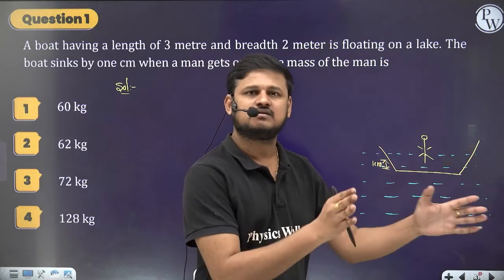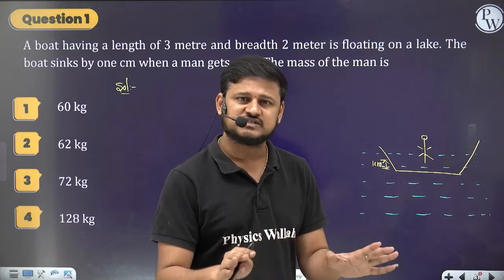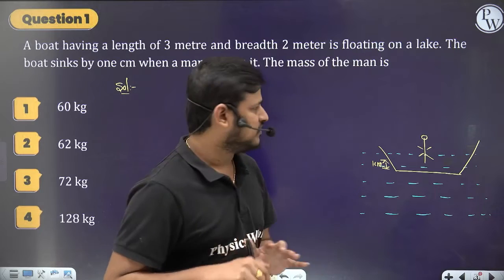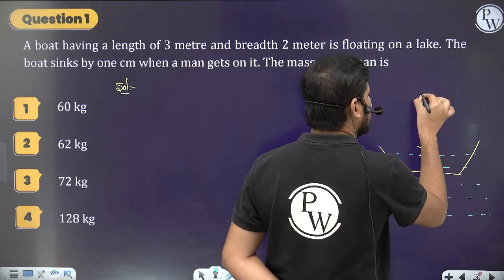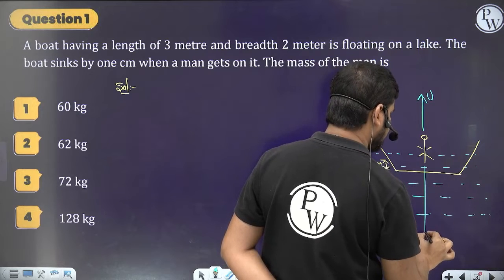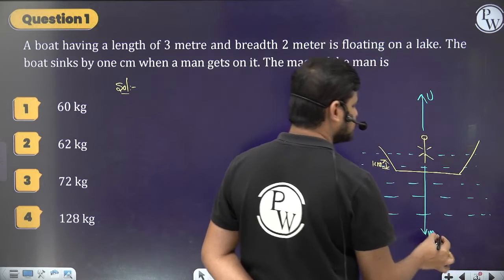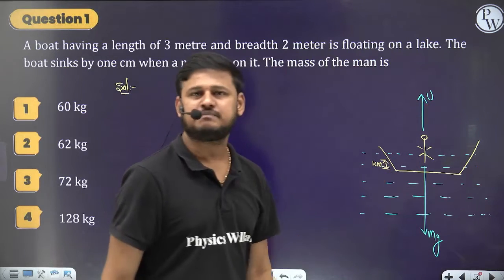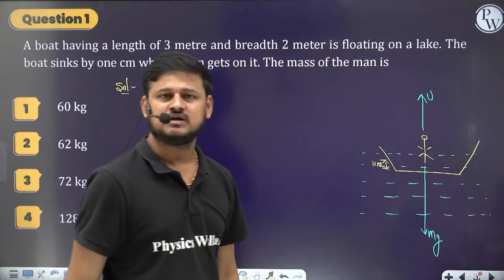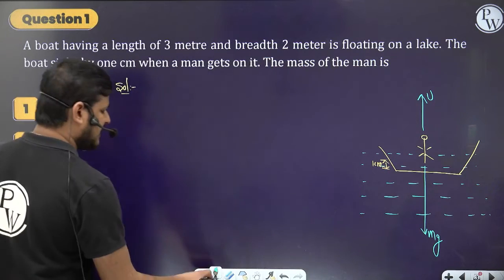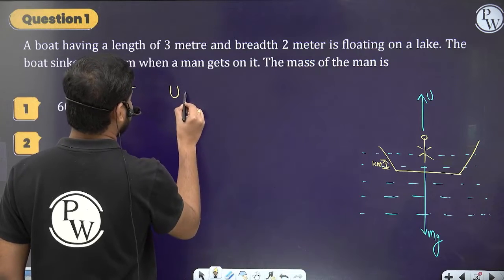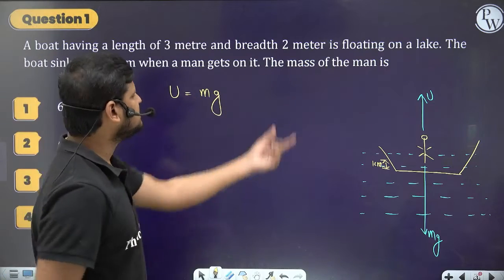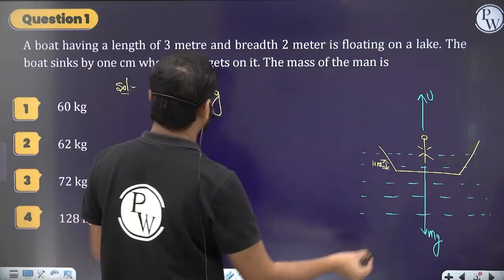After some time, it comes to equilibrium. Once a man gets into the boat, it sank by, let's suppose, 1 centimeter, then it is going to be in equilibrium. In equilibrium, the upthrust and its weight will both be balanced. The water will show upthrust, yes or no? There will be some upthrust, and the weight, and these both will be balanced. So U equals M into G. Now we have to find the mass of the man, M.